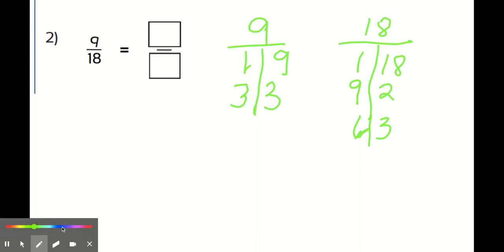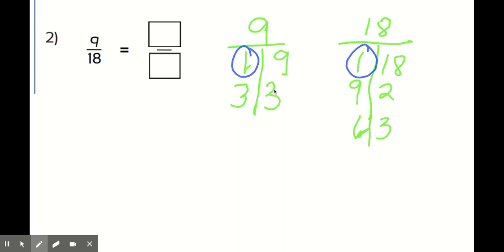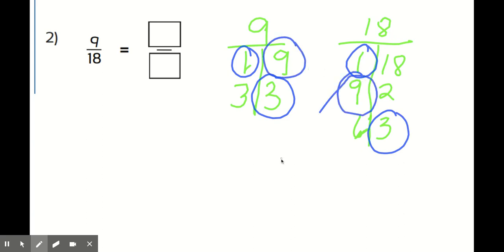Your next step is to look at each list and find all the numbers they have in common. So the numbers that show up in both lists. So 1 shows up in this one and this one. So I'm going to circle it. We have 3 is showing up. And we have 9 showing up. Okay? So we can choose to divide by 1, 9, and 3. Okay, because that's what shows up in both.